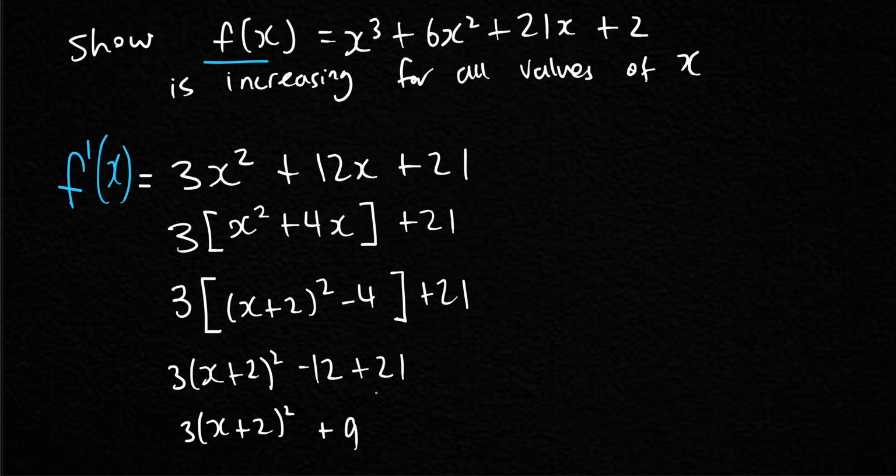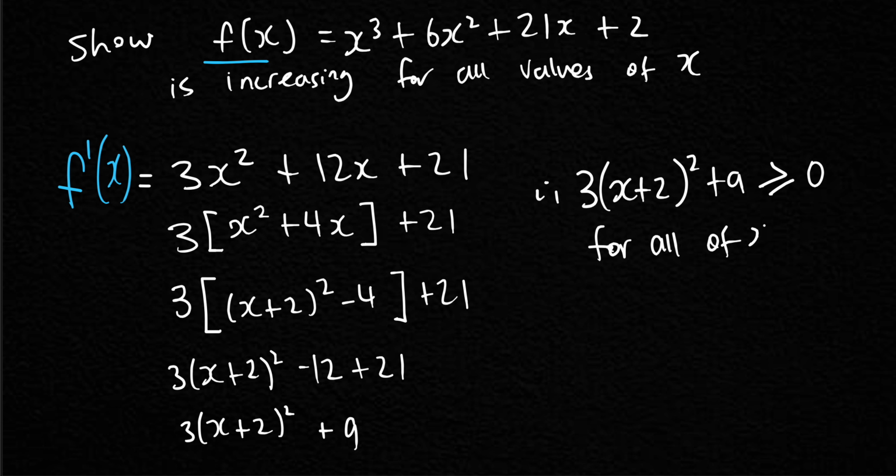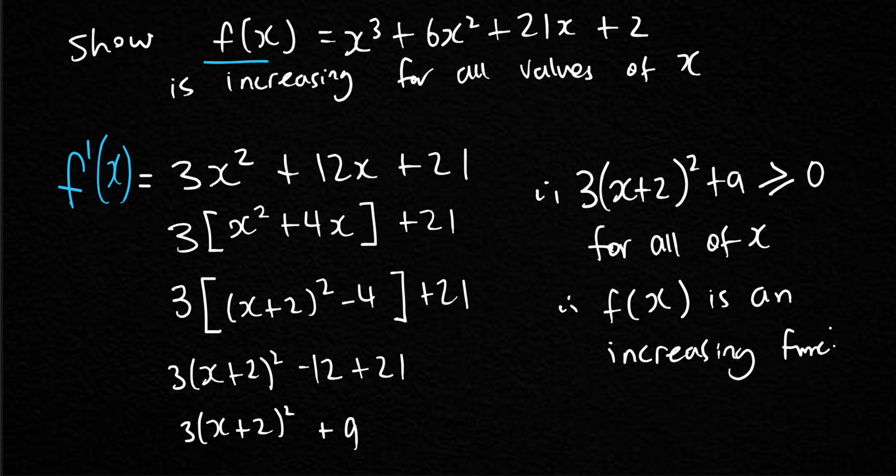We can now say, therefore, 3 times x plus 2 squared plus 9 is greater than or equal to 0 for all of x. And therefore, f of x is an increasing function. Because whatever value of x you have, say minus 100 plus 2, if you square it, it's going to become a positive, right? So it's guaranteed to be greater than 0, hence an increasing function.